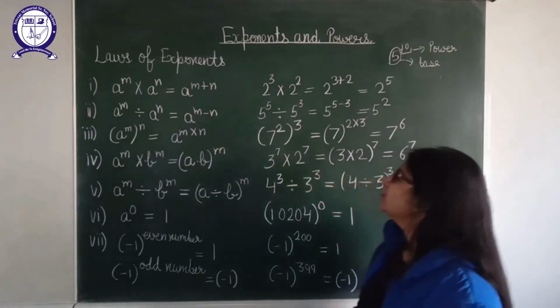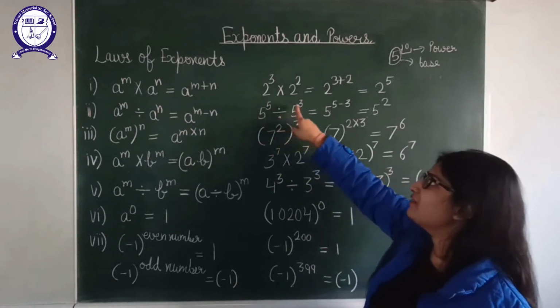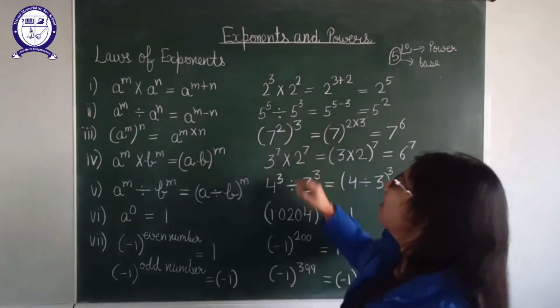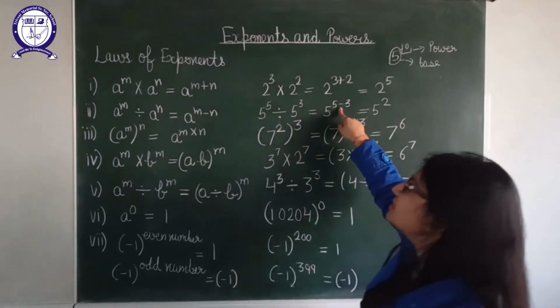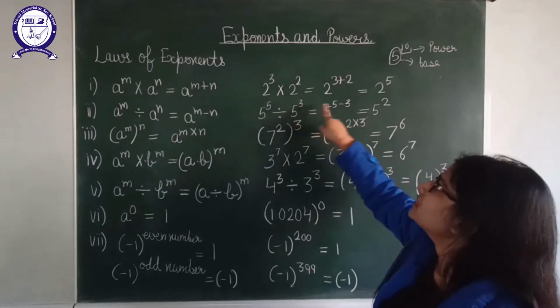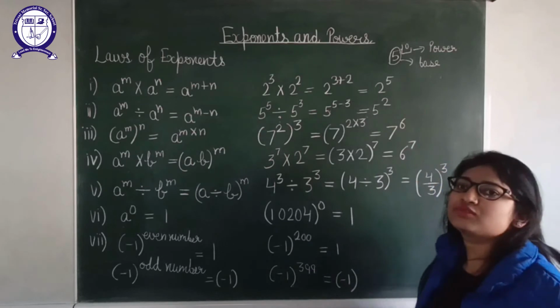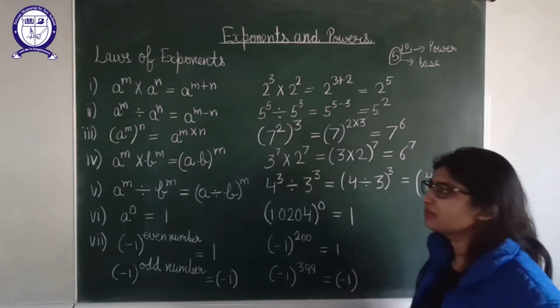How you will apply it? See, bases are same, 5 and 5. Powers are different. Here it is 5, here it is 3. Right? And as they are in division, you will subtract the powers. So 5 raised to the power 5 minus 3. And 5 minus 3 will become 2. So we will get the answer as 5 raised to the power 2 or 5 square.